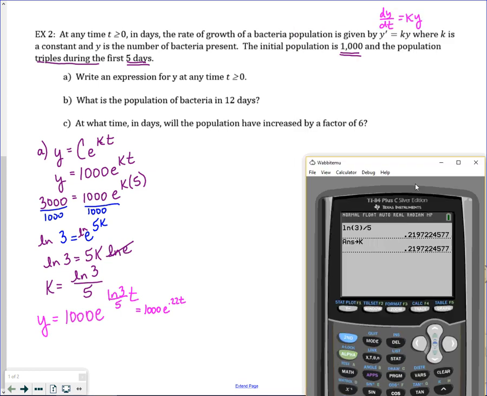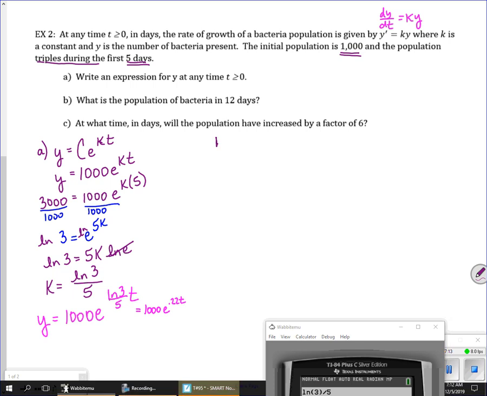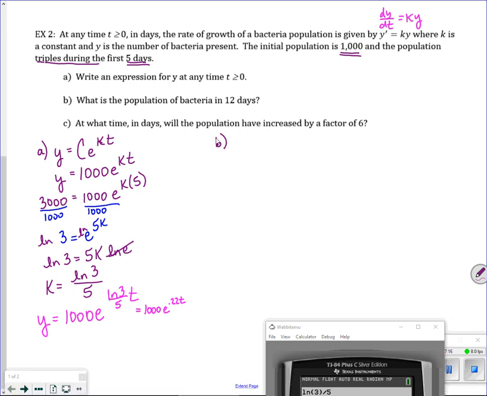So let's look at part B. Part B says, what is the population of bacteria in 12 days? Well, now that you have your equation, wouldn't you just do y equals 1,000 e to the 0.22 times 12, but again, I have that stored into K. And remember, if you've already established and have on your paper what K is, I technically could write this and be good.